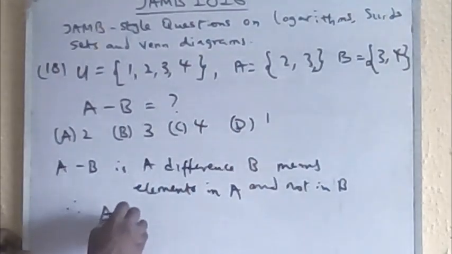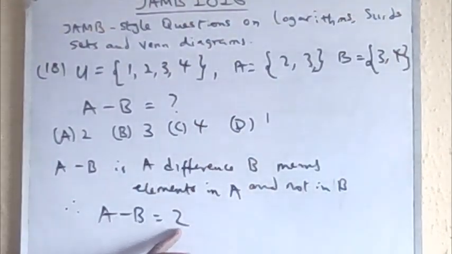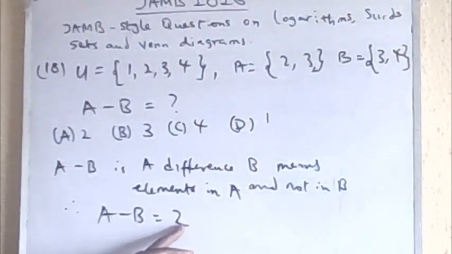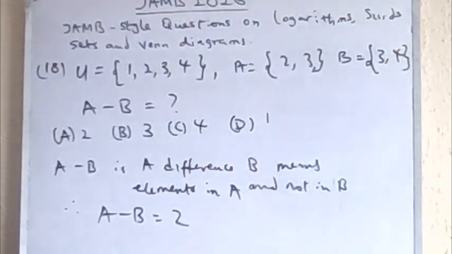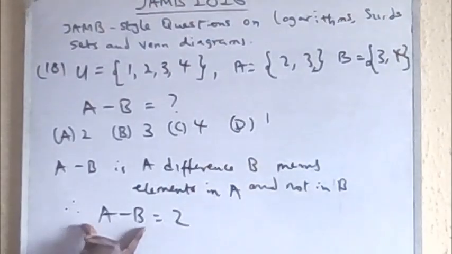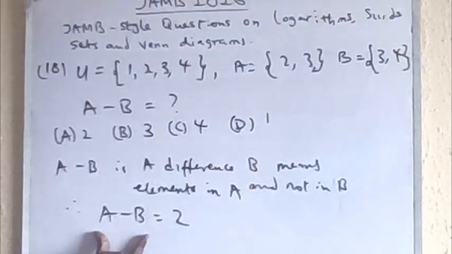Mind you, the solution to this is also a set. Let's say there are more elements than the one I'm putting here, I will list them. But I only have one. This set, A difference B, has only one element, and the element of A difference B is 2.